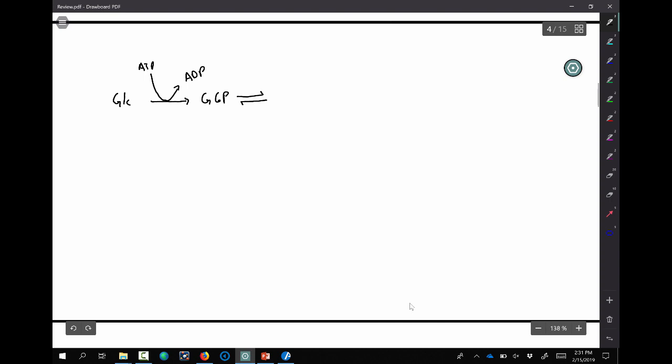There's a reversible enzyme, phosphohexose isomerase, that will isomerize this to fructose 6-phosphate. And then there will be another irreversible step, ATP hydrolysis, with PFK1 as our enzyme. Okay? And this will make fructose 1,6-bisphosphate.